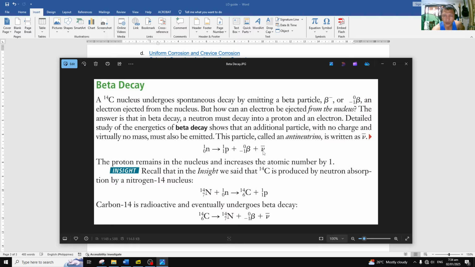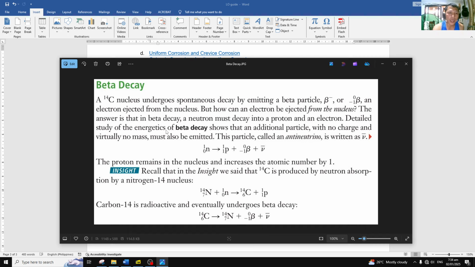So antineutrino, when there's beta decay, it is always included. You can see that it has no charge and no mass. You could just imagine an electron with no mass. Actually, it does have a tiny mass, but of course. So we call that an antineutrino, the V with a bar on top.